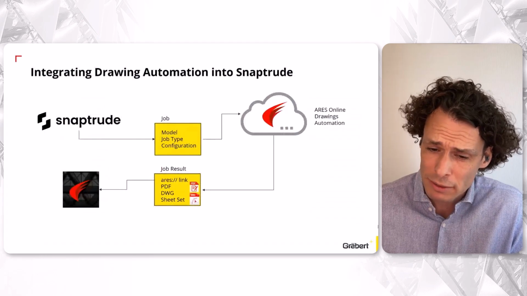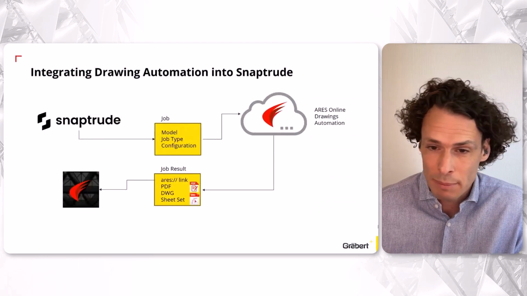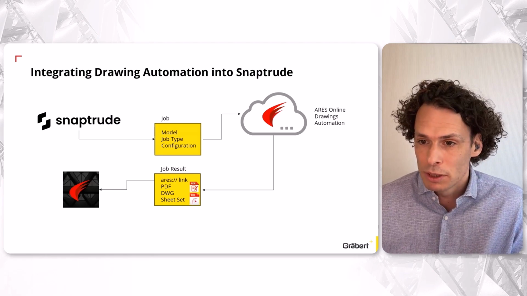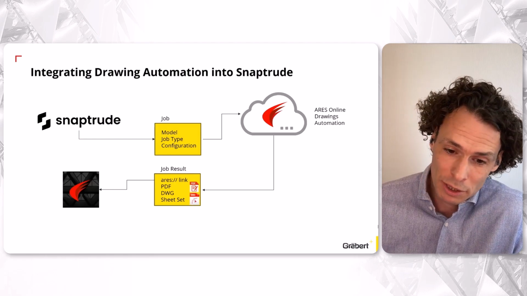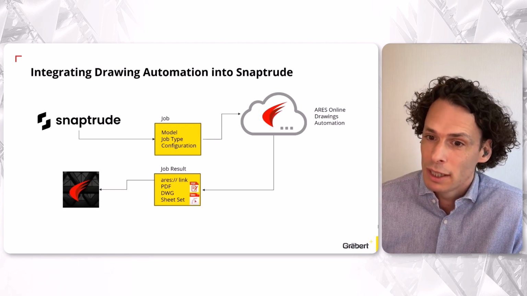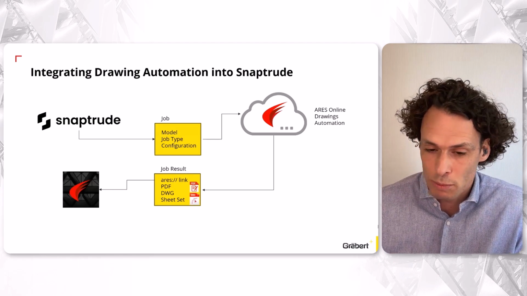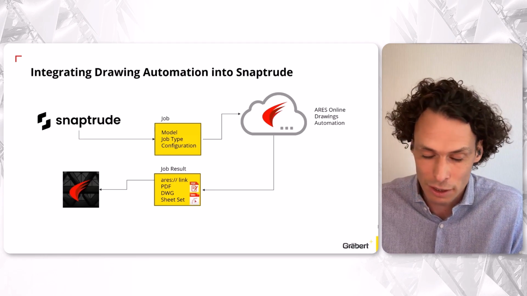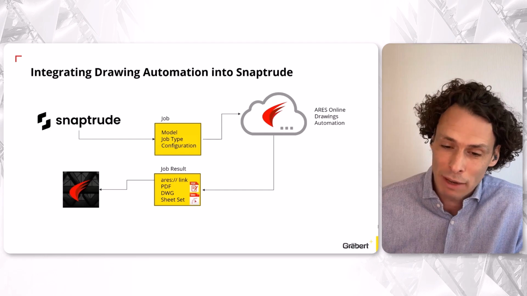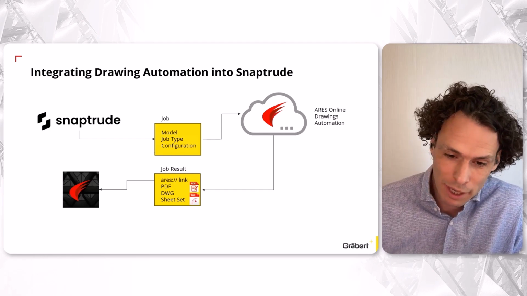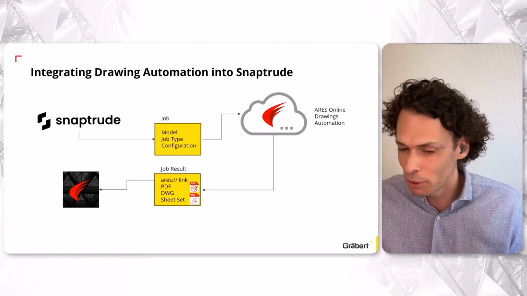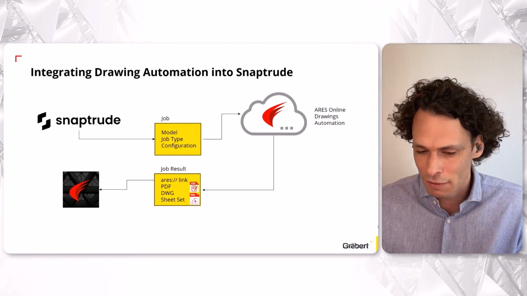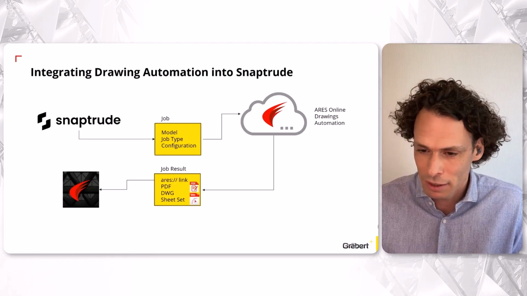How does it work in the background, right? What happens is that the Snaptrude team implemented a mechanism to talk to our ARES online drawing automation. It defines a job with a source model and a configuration, so styling, but also what kind of floor plans should be generated. The platform will process that and return back the results of the job, which contains both the PDF, the editable DWG set, and this ARES live link that allows ARES to open that directly inside.